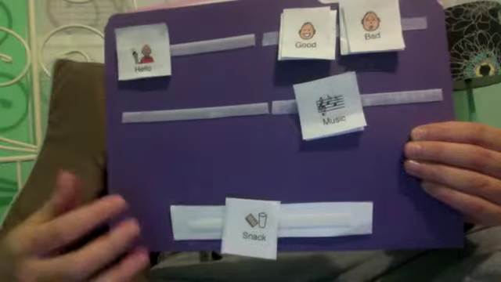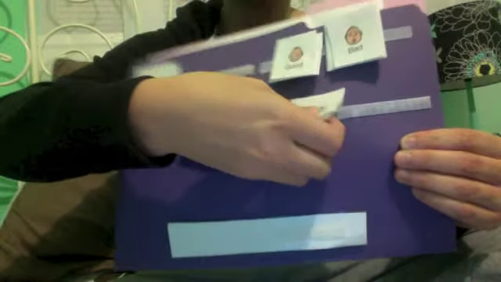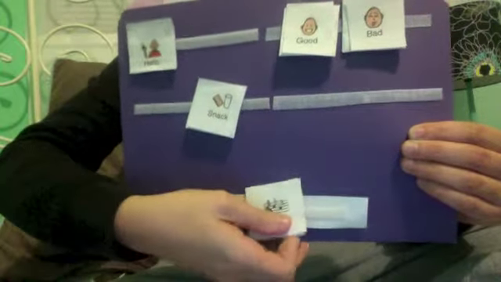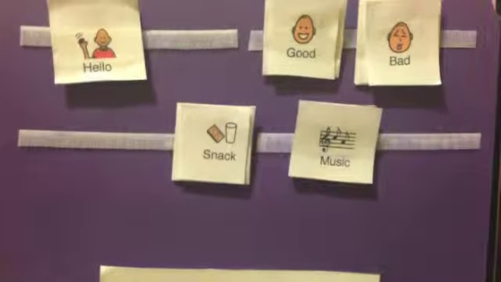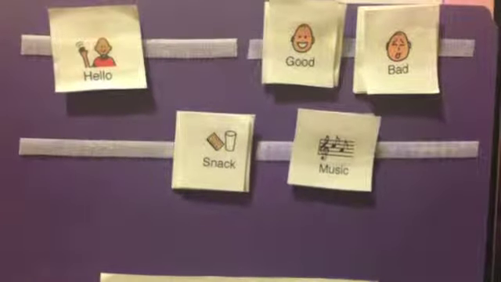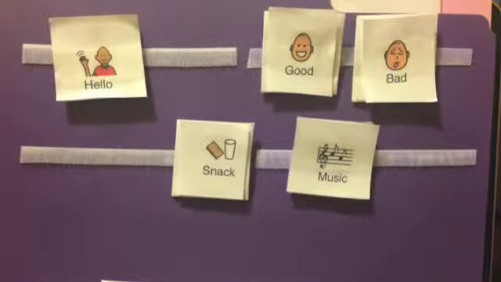If at any time the student responds with an incorrect response, for example, putting down bad when someone says hello, the instructor will pick up the card and put it back at the top and explain to the student that the wrong card was picked. They will then explain what the right card should have been and have the student place the correct card on the sentence strip.